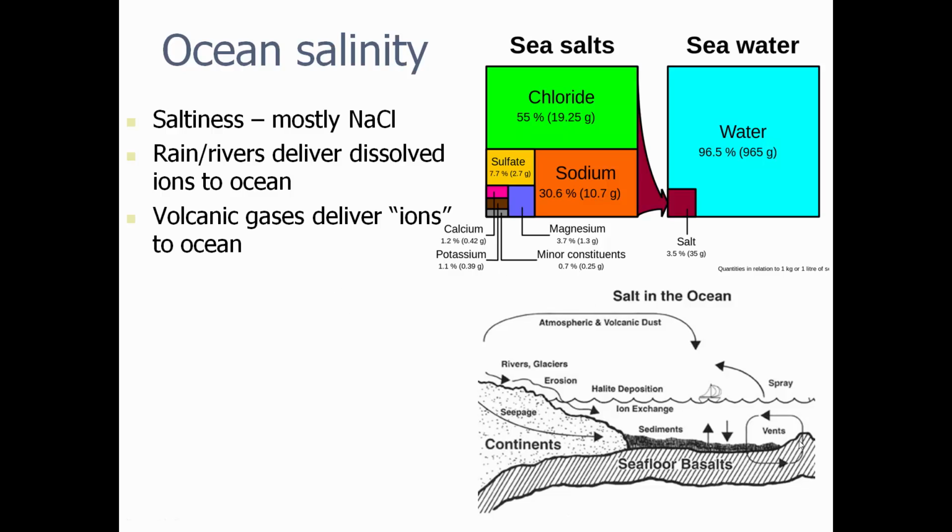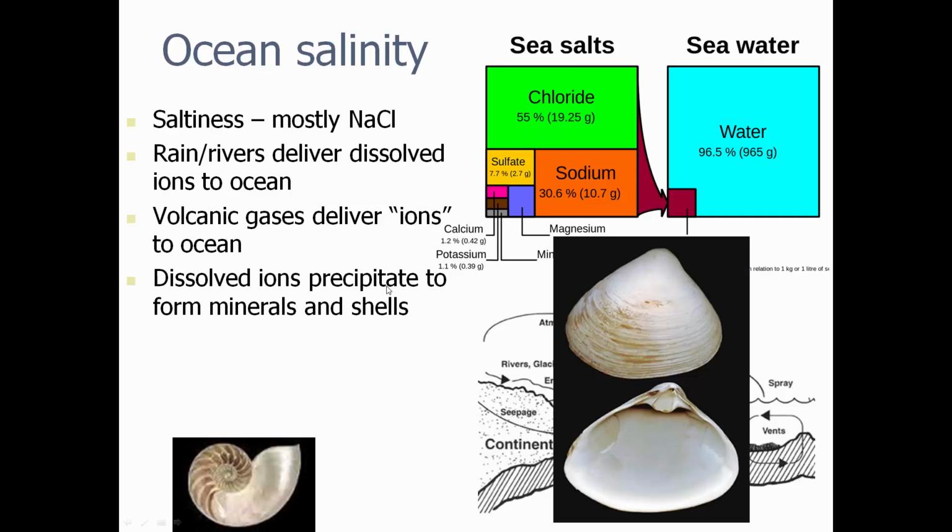Volcanic gases, underwater vents, volcanoes on the ground, and volcanoes in the ocean are all depositing ions in the ocean water, as well as creating new rock. Dissolved ions will also precipitate out.